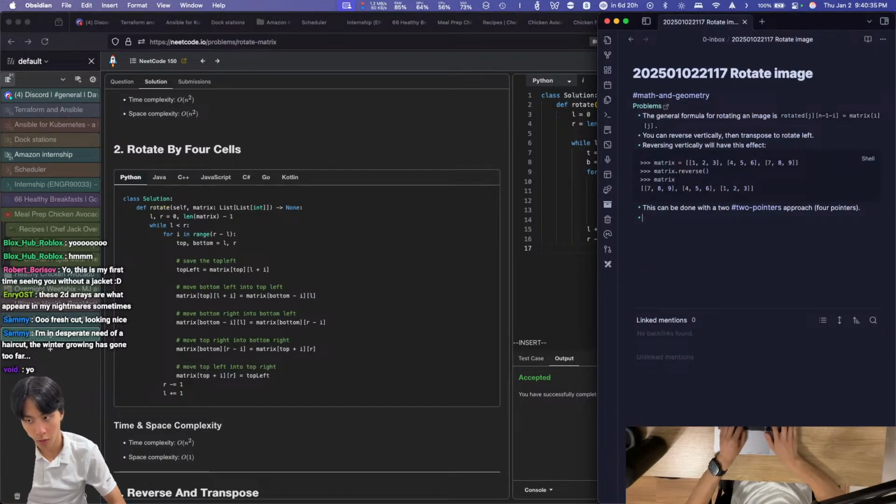The four pointers. This is rotating by four cells approach.